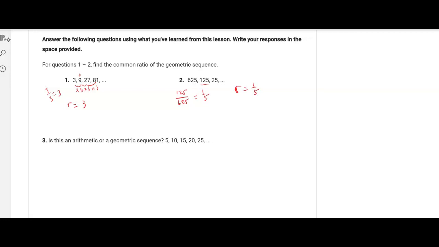Now number 3 says, is this arithmetic or geometric? When I go from 5 to 10, 10 to 15, 15 to 20, 20 to 25, am I adding or multiplying the same amount each time? When I look, 5 times 2 is 10, but is 10 times 2 15? No. But 5 plus 5 gives me 10, 10 plus 5 gives me 15, 15 plus 5 gives me 20. If we're adding the same amount, that means it has a common difference, which means it is arithmetic.